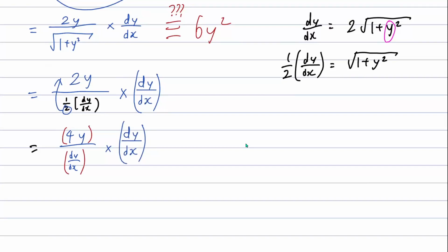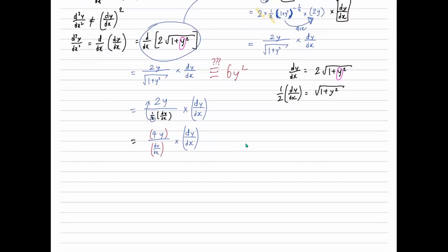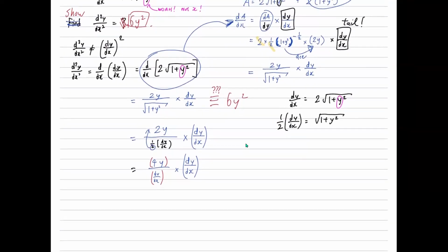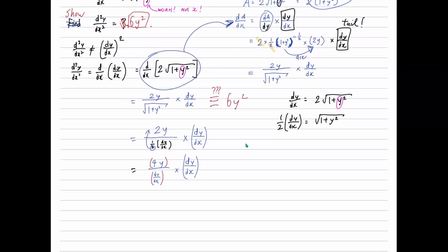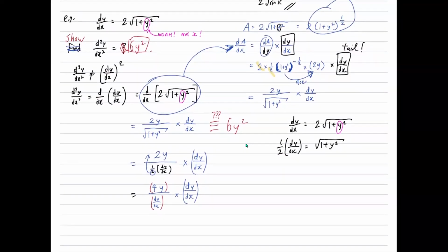Anything to cancel away? dy by dx, dy by dx. Oh, wait, that's wrong. Hold on a second. Did I do something wrongly? Let me see. Minus half. Get a 2y.